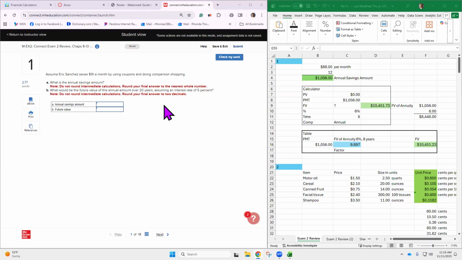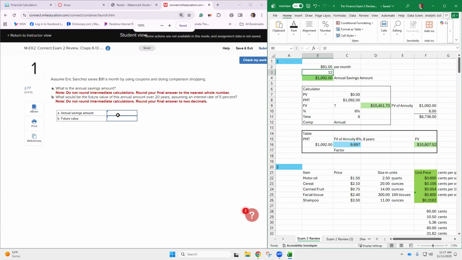All right. So if Eric saves $91 a month by using coupons and doing comparison shopping, what's the annual savings amount? Of course, you take the monthly amount times 12. Okay, and this one shows $1,092.